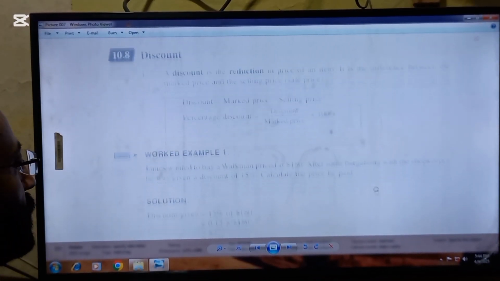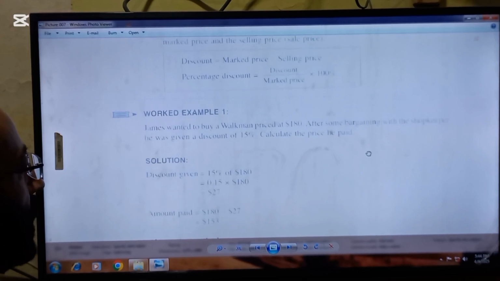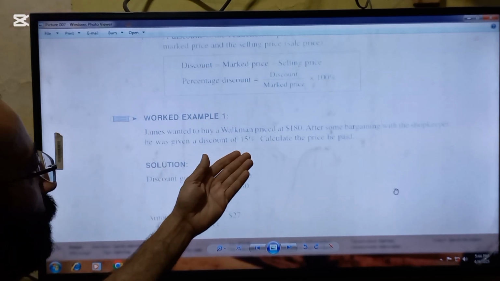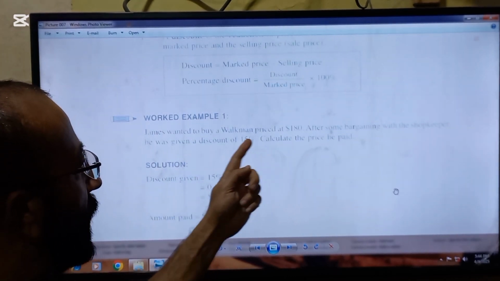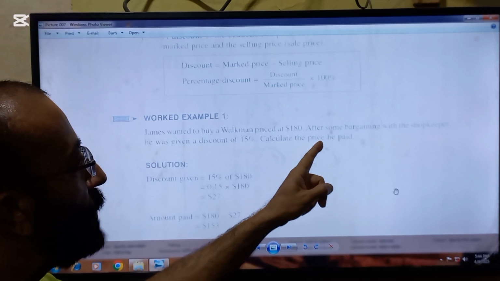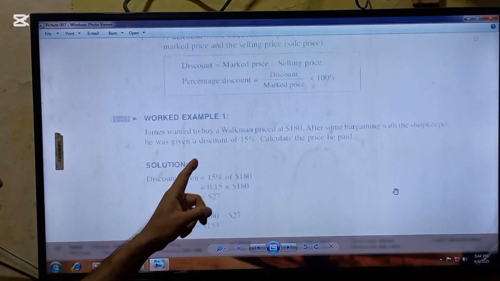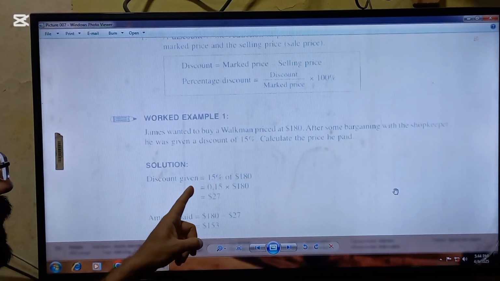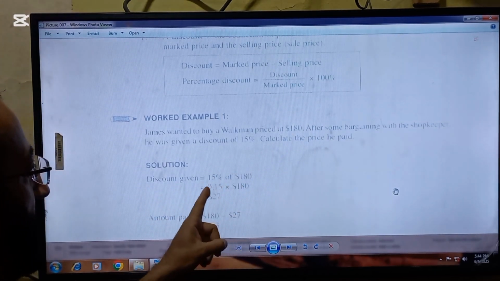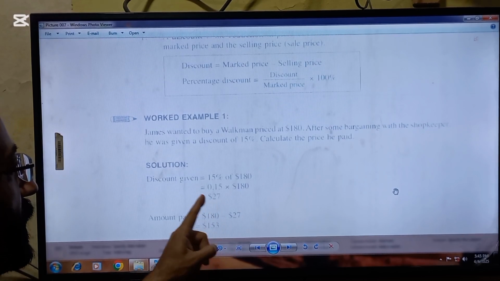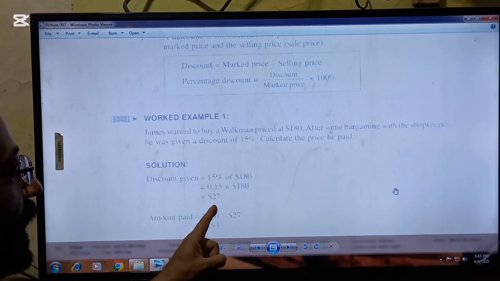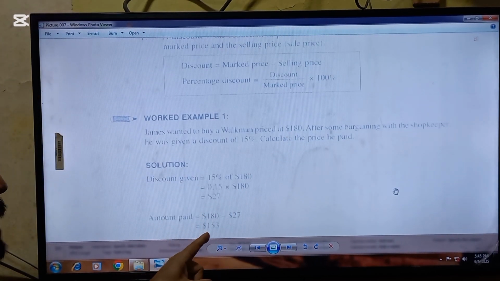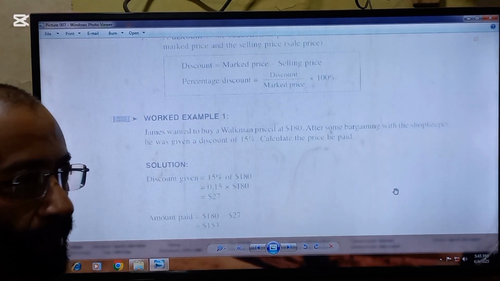So we are going to solve a question now, and after solving this question you will be more comfortable in this category. James wanted to buy a Walkman priced at $180. So this is the marked price. After some bargaining with the shopkeeper, he was given a discount of 15%. Calculate the price he paid. It means the discount given should be equal to 15% of 180. After solving, you will get $27. So this is the discount. Definitely this amount should be subtracted from the mark price. That should be equal to the amount paid. So this is the answer.